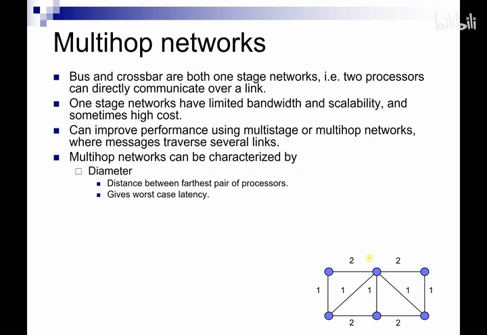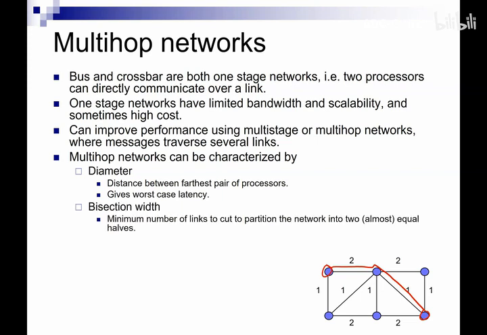One is by looking at the diameter of the network. The diameter is the distance between the farthest pair of processors in the network. For example, here the diameter of this network would be 2 because the farthest pair of processors would be, for example, this pair. This processor and that processor need to go through 2 hops. The more hops you need to go through to send the message, the longer it takes to send that message, and so that's going to increase your latency. Therefore, we want multi-hop networks with small diameter.